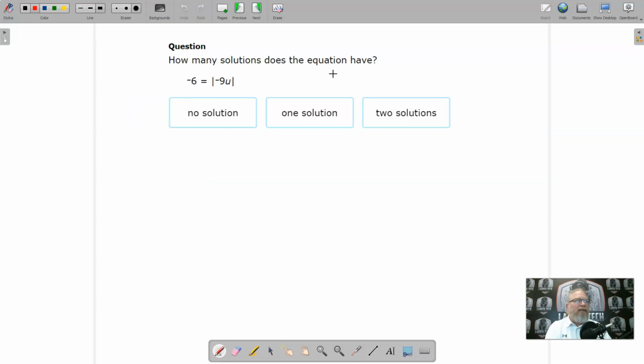How many solutions does this equation have? Well, we have an absolute value. Again, I like mine on the left, so 9 times the absolute value of u, and that is supposed to equal -6. Well, problem. We can't get an absolute value that's going to produce a negative number. It's impossible. Whenever we calculate whatever is inside the absolute value bracket, and then we apply the absolute value concept to it, we're always going to get a positive number. So in this case, we're getting a negative number, so there is no solution.